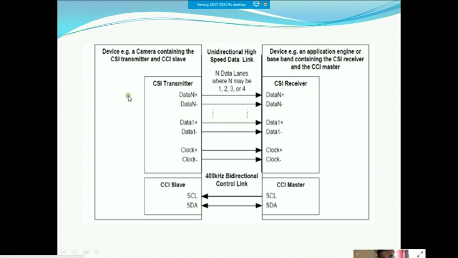Because our camera sensor captures frames which we need to transfer to the SoC side, our camera sensor will behave like a transmitter. So on the camera sensor side, we will have the MIPI CSI transmitter interface, which will have data lanes and a clock lane, which will send data to the SoC.